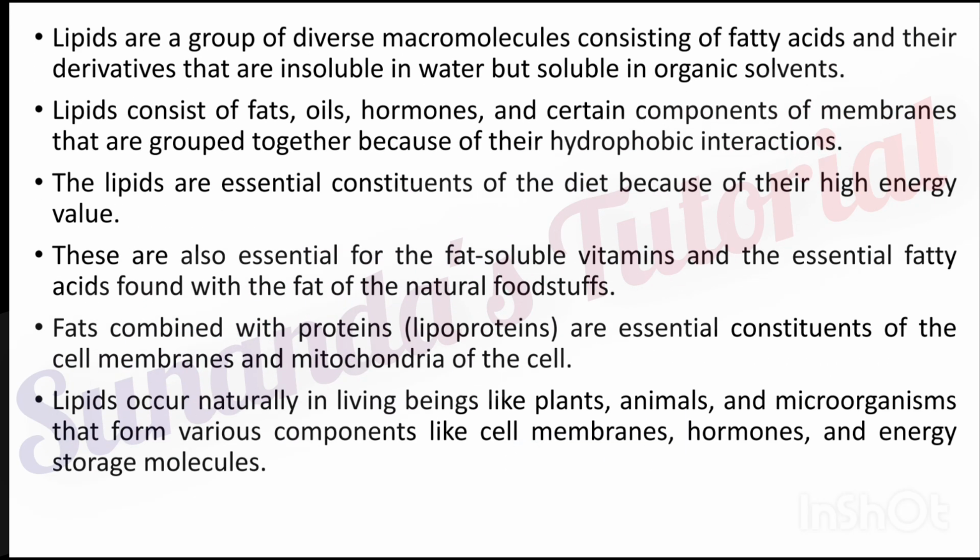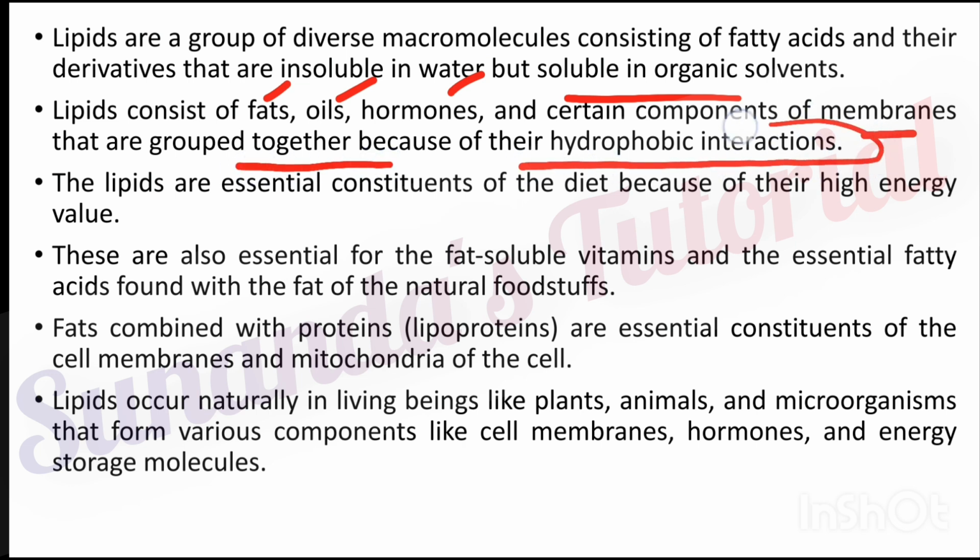These are a group of diverse macromolecules consisting of fatty acids and their derivatives, and these are mainly insoluble in water, but can be soluble in organic solvents. They consist of fats, oils, hormones and certain components of membranes, which are grouped together because of their hydrophobic interactions. So they have water-hating properties.